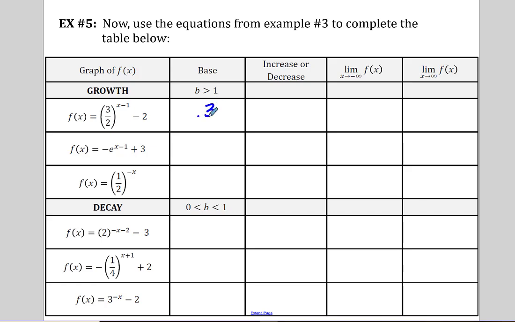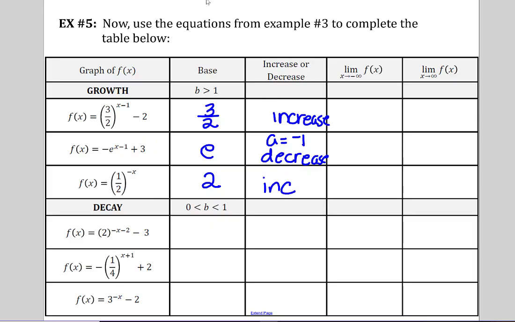And this one, the base is 1.5. This one, the base is e. This one, we have to get rid of the negative, so this base is 2. And if you go back to check the graph, this graph would have been positive growth, so it would be increasing. This one, the a value is negative, so it would have to decrease. And this one, the a was positive, so we would increase.